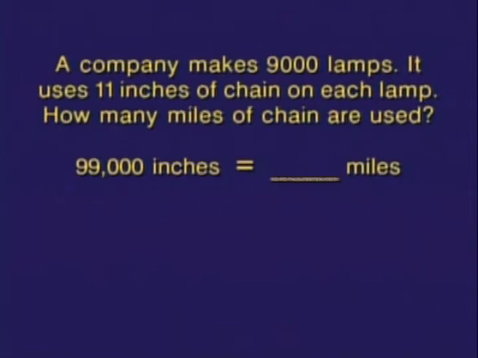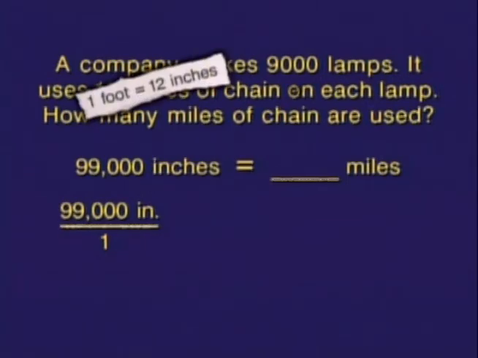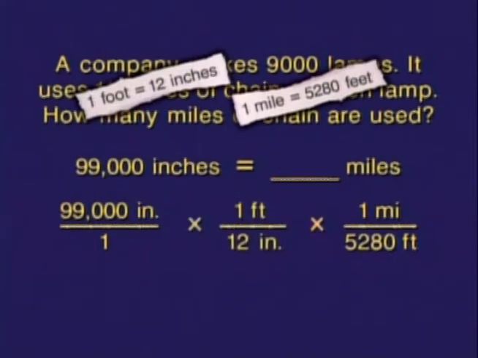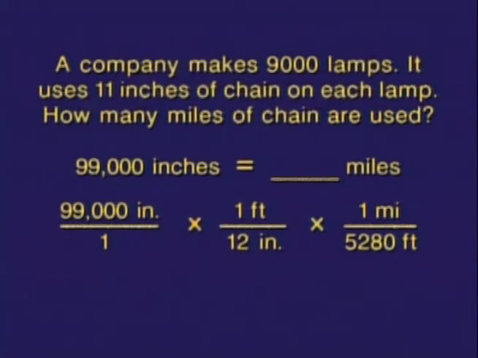We'll start the conversion by writing 99,000 inches as a fraction. To convert from inches to miles, we'll need 2 unit equivalences, one for feet and inches, another for miles and feet. We want miles in the answer, so 1 mile must be in the numerator of 1 unit conversion factor. 5,280 feet is in the denominator. The other unit conversion factor must give us a way to cancel inches and feet. It's 1 foot over 12 inches. Now we can cancel inches and feet.